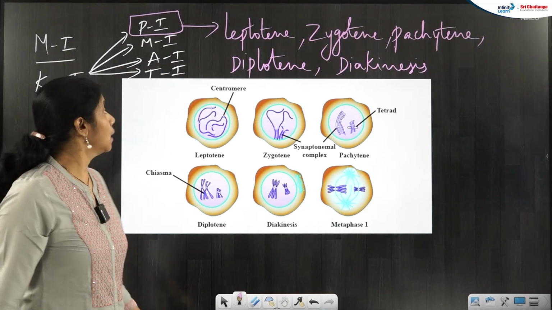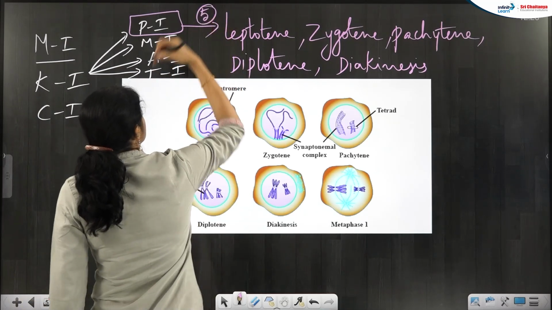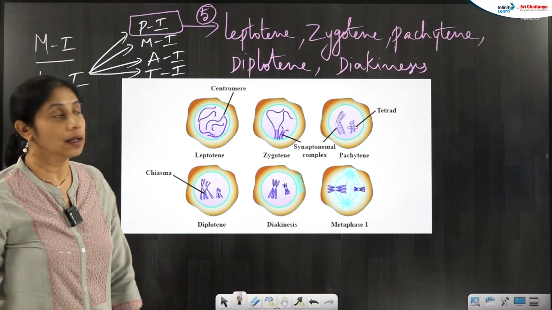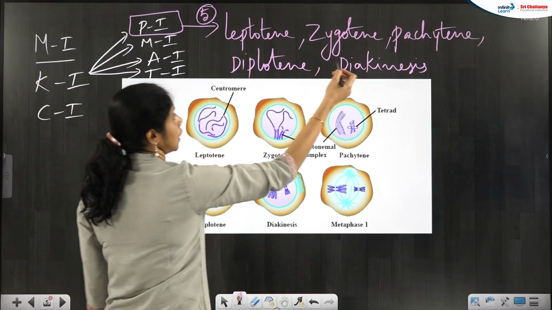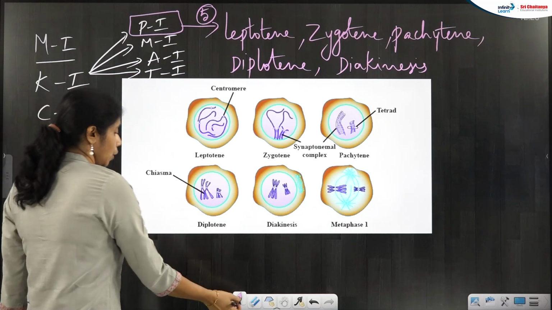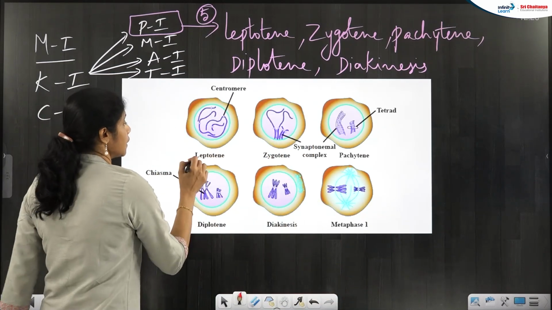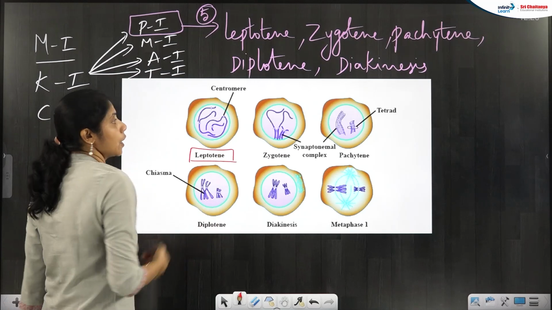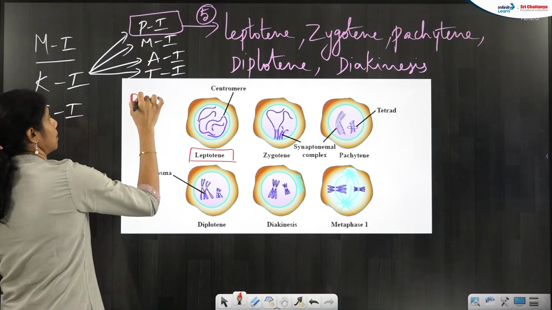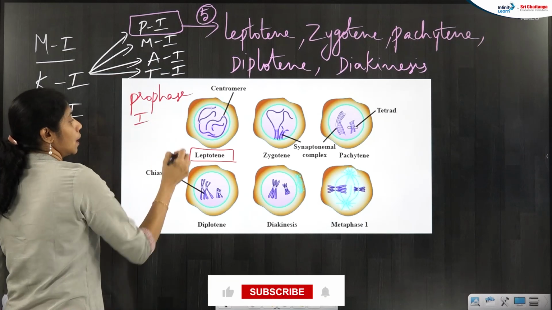So in prophase 1 we have 5 subphases, and they are named leptotene, zygotene, pachytene, diplotene and diakinesis. In the leptotene, all of you can see clearly in this, the first phase is the leptotene. This is prophase 1, subphases.